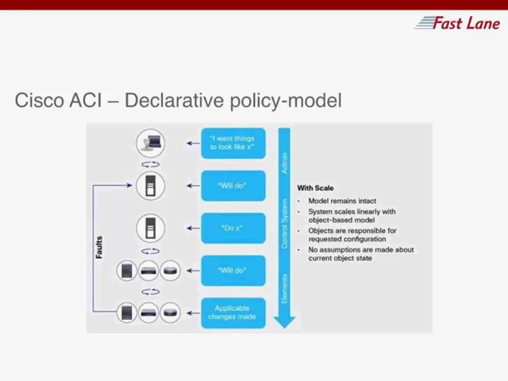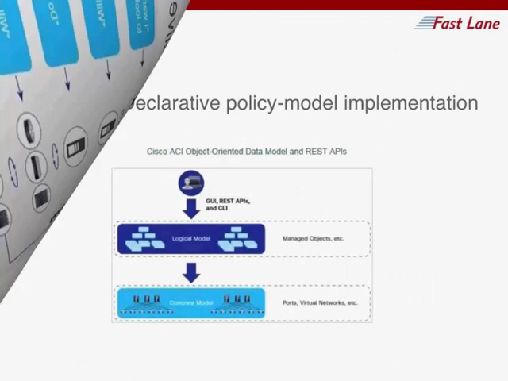There's no assumptions made about what the current object state happens to be, but it gives us a very mobile system because I'm only applying what my requirements are where I need them. And when those requirements are no longer needed, we can effectively remove those policies, freeing up resources for other services to be able to use. And that is what this declarative model is looking at providing for us.